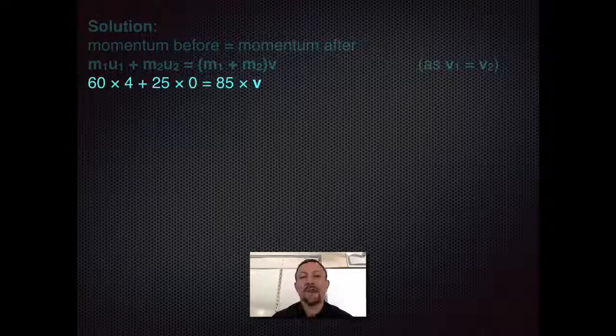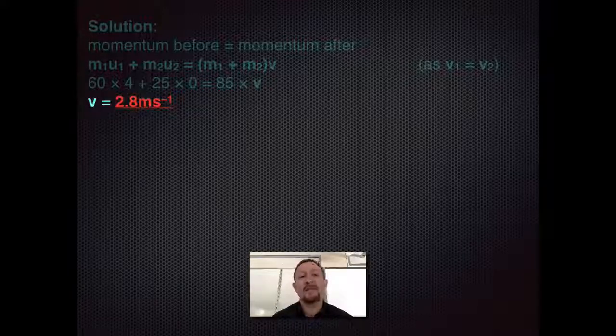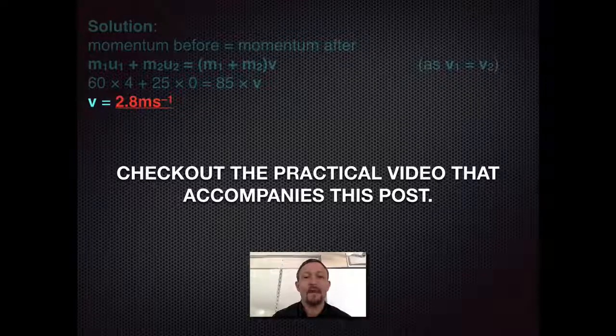So all I have to do now is rearrange it, and I end up with V equals 2.8 meters per second. And this is positive, which means it's going in the same direction again. Okay, so I hope that's explained conservation of momentum to you.